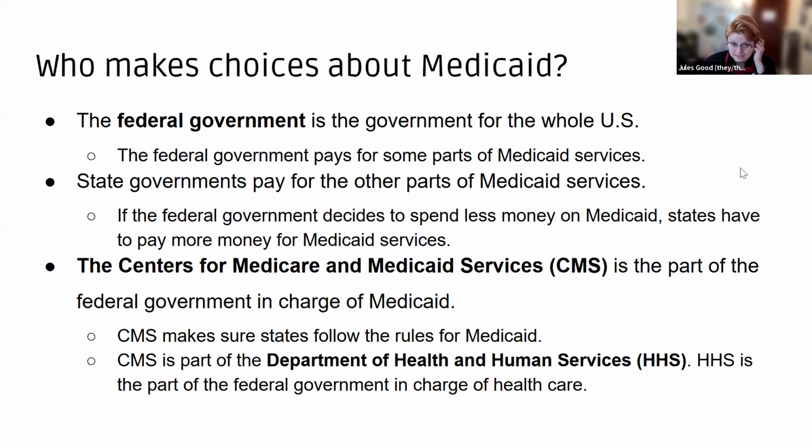So, who makes decisions about Medicaid? Medicaid is what's known as a federal state partnership program, which means that the federal government, so the government for the whole United States, makes some choices about Medicaid, and then state governments make some choices about Medicaid for the Medicaid programs in their state. That also means that it is jointly funded. So the federal government pays for some parts of Medicaid services, and state governments pay for some parts of Medicaid services in their state. At the federal level, the Centers for Medicare and Medicaid Services, or CMS, that is the group that is in charge of Medicaid, makes a lot of choices about Medicaid, makes sure that states follow the rules for Medicaid. And CMS is part of the Department of Health and Human Services, which is a larger department that's in charge of healthcare at the federal level.